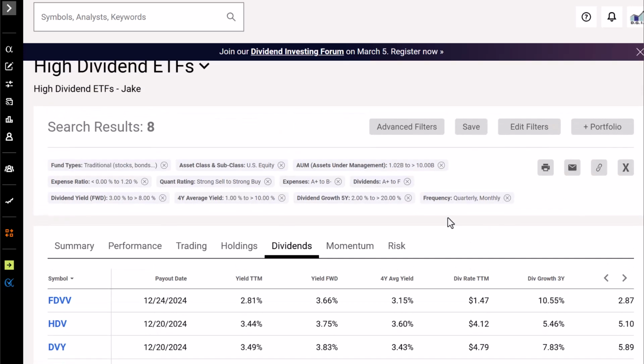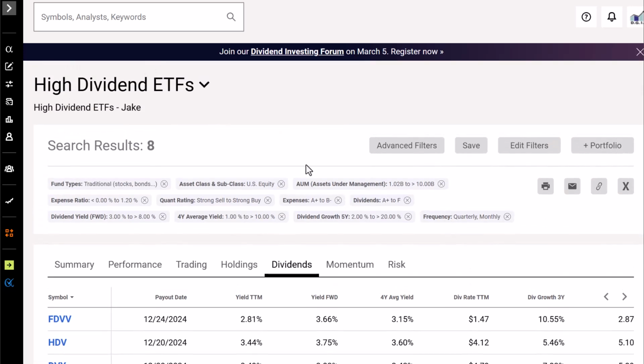So that's the second one here with high dividend ETFs. And those are the things that I'm looking for. When I'm looking for high dividend ETFs, I'm adjusting the dividend growth rate and I'm adjusting the forward dividend yield and the 4-year average dividend yield. That's what I'm looking for. Everything else with the dividend growth ETF screen is the same.